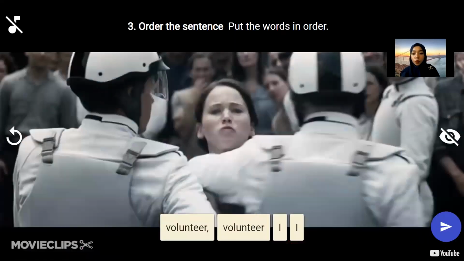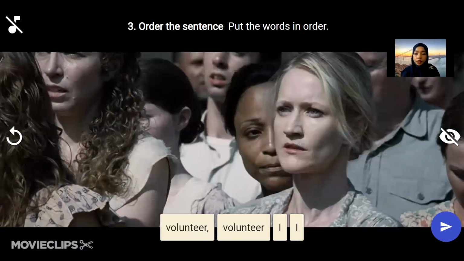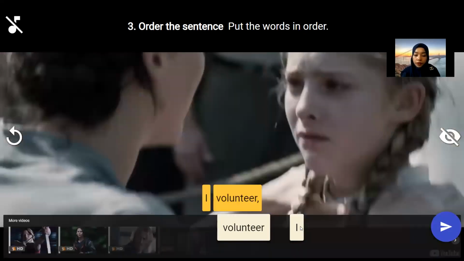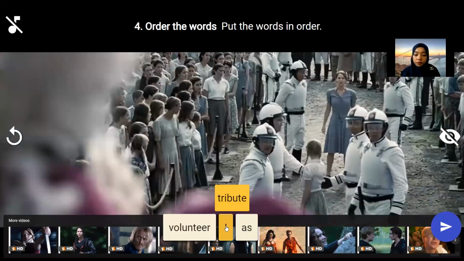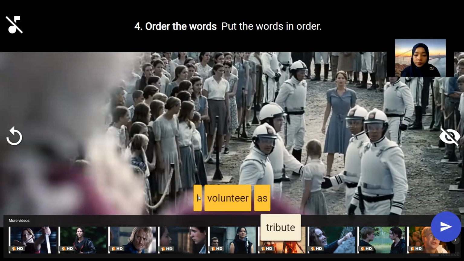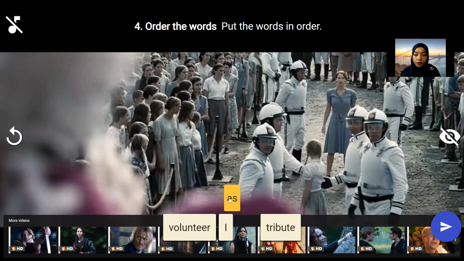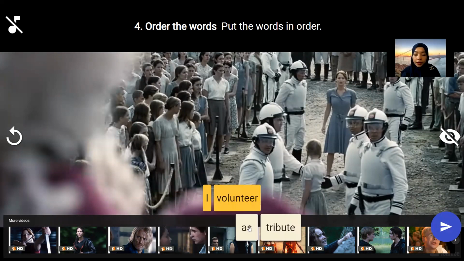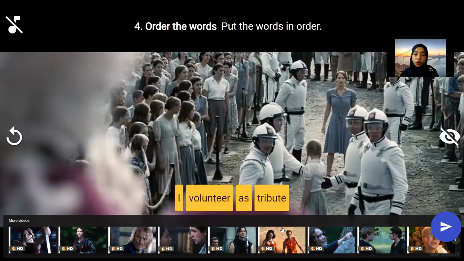We are going to try and order. Okay, what the main character just now said is, "I volunteer." So, "I volunteer as tribute." Basically, that's what she says. So we can try and organize it again and see if we can get it correct. I volunteer as tribute. Basically, that is what she's trying to say.